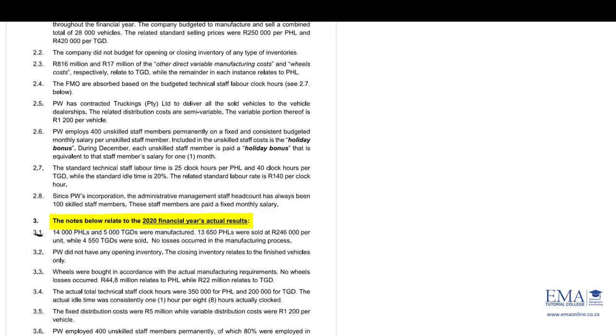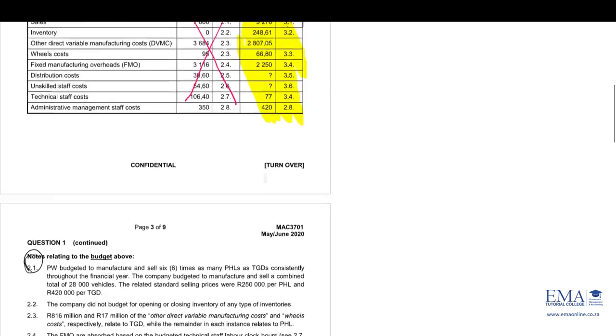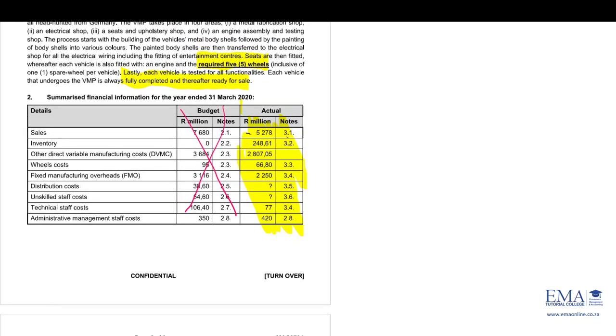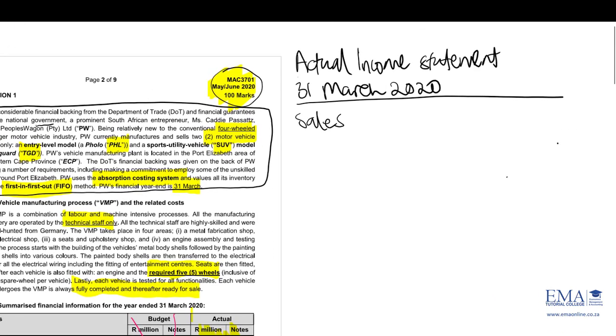Okay, so they said 14,000 PHL and 5,000 TGDs were manufactured, right? Then they said 13,650 PHL were sold at 246,000 per unit, whilst 4,550 TGDs were sold. No losses were incurred in the manufacturing process. So there's no need for me to worry about calculating the sales amount in this case. Why? Because the sales amount is already given. This is a given amount, so I take it as it is. So this is going to be 5,278 million. Okay, so sales is given.